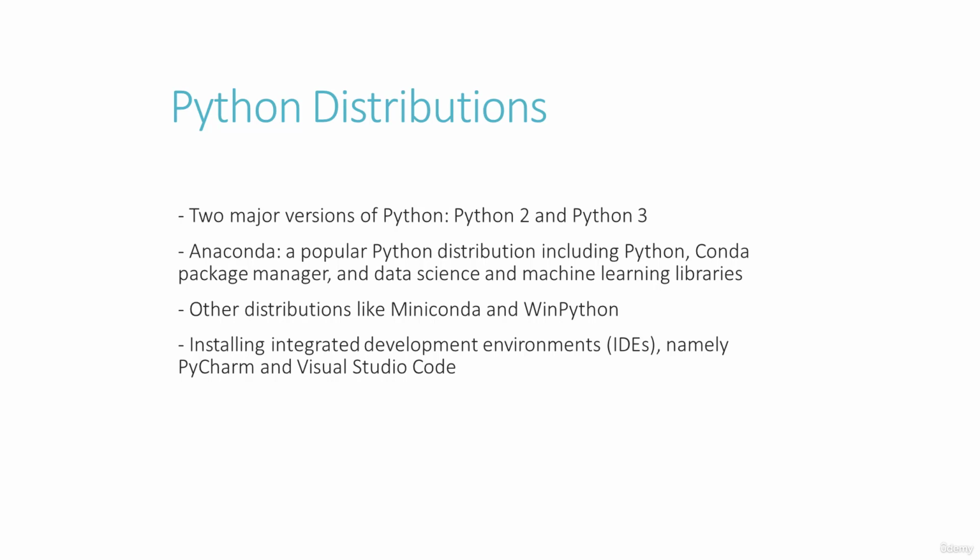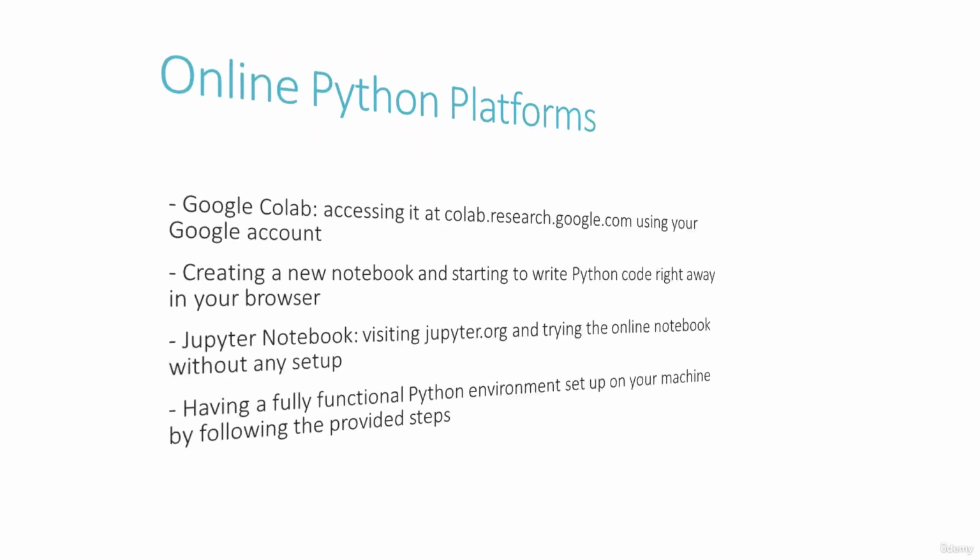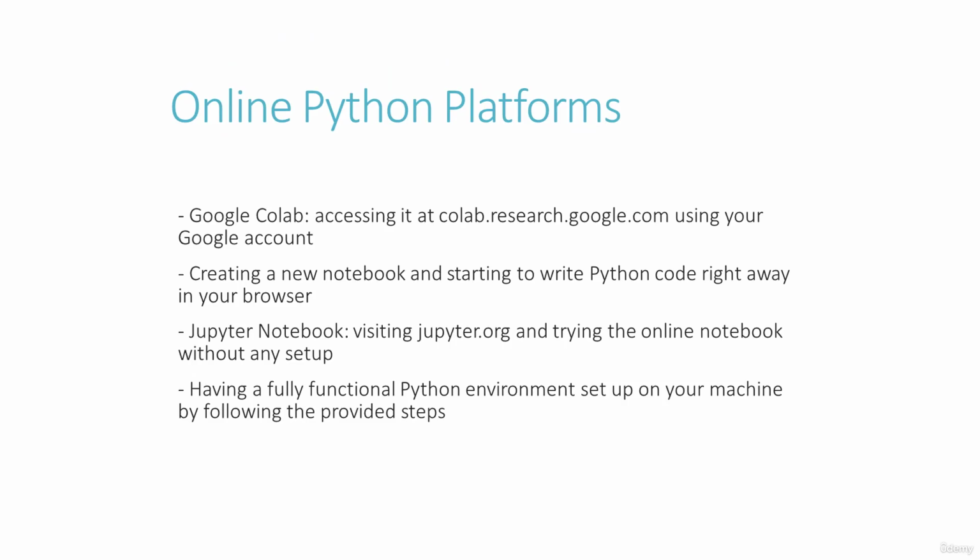Next, we'll be installing integrated development environment, namely PyCharm and Visual Studio Code. And we'll take a look at online Python platforms like Google Colab. You can access Google Colab at colab.research.google.com using your Google account. And you can create a new notebook and start writing Python code right away in your browser. And another option is Jupyter Notebook. You can visit it on jupyter.org and try the online notebook without any setup.